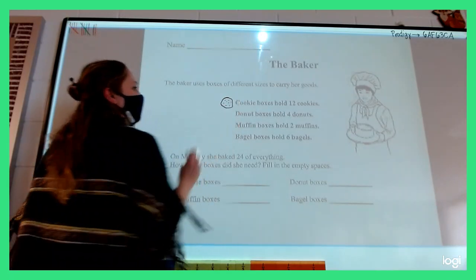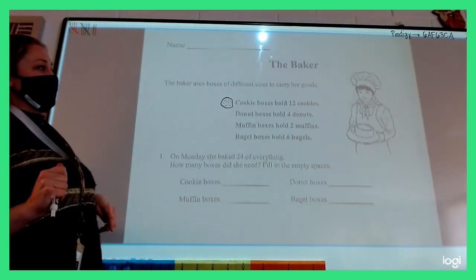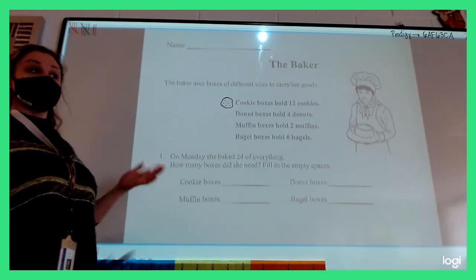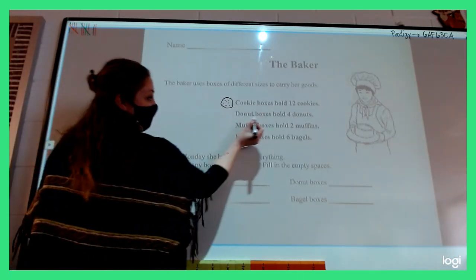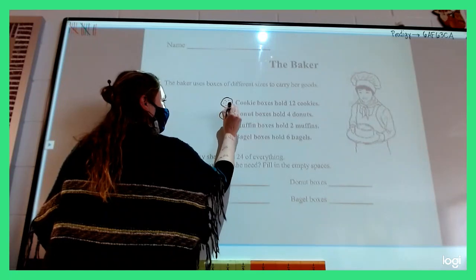So we got cookies, right? A cookie box holds 12 cookies in each box. Okay. Donut boxes hold 4 donuts.